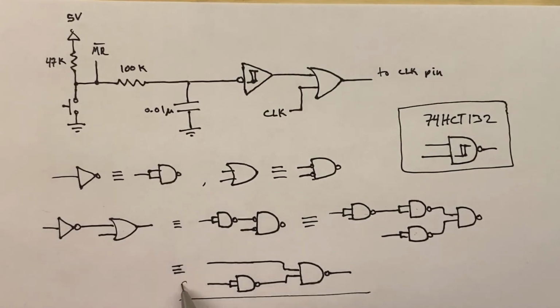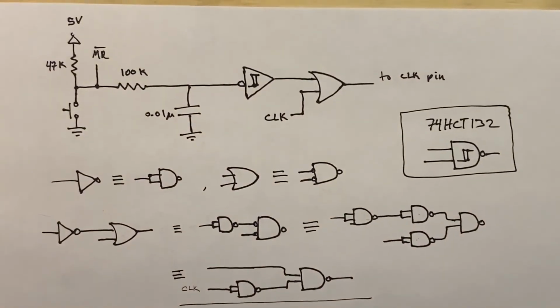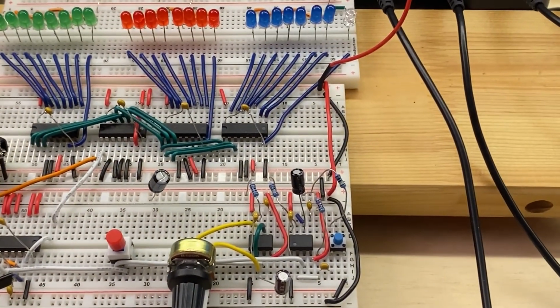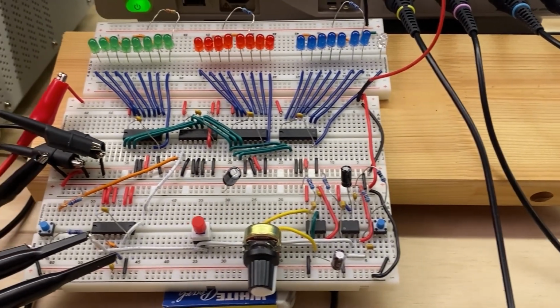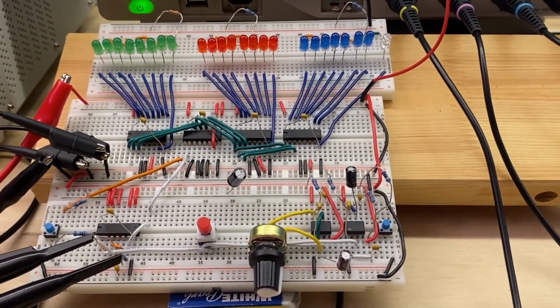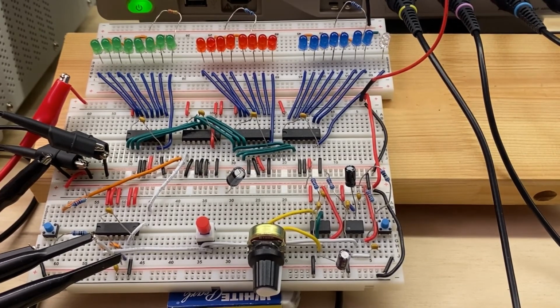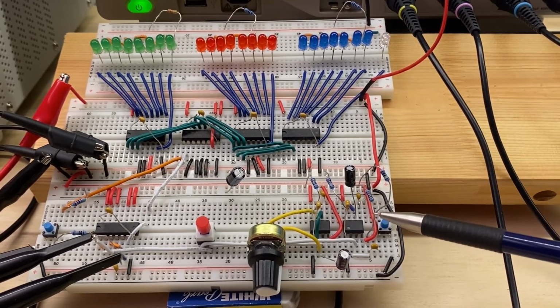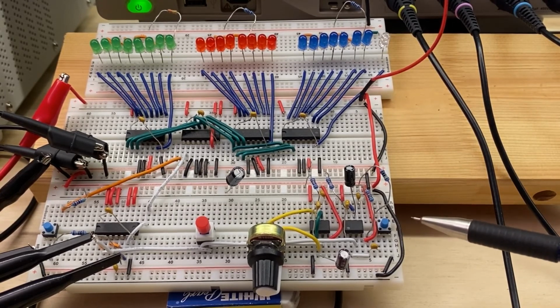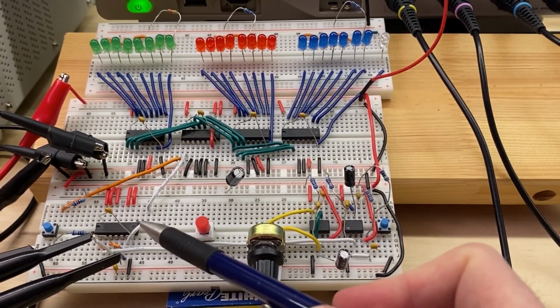Here for the clock, our normal clock is going to come in and get NANDed with this NAND gate here, and finish it off with another NAND gate, and that should do the trick. Basically, we just need one chip instead of two. So let's check it out on the breadboard here. I've pushed the clock circuit to the side to make space for our reset circuit.